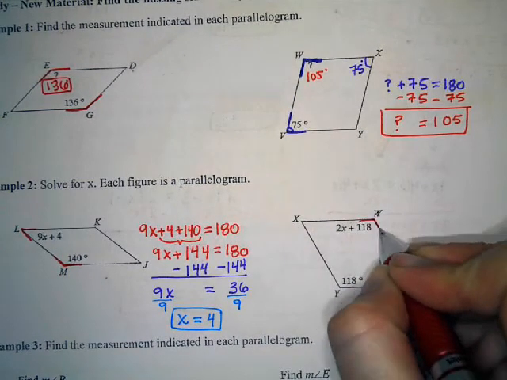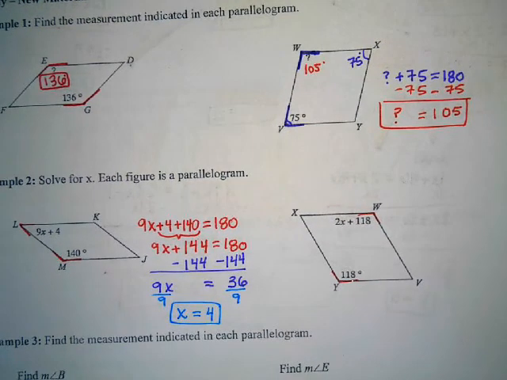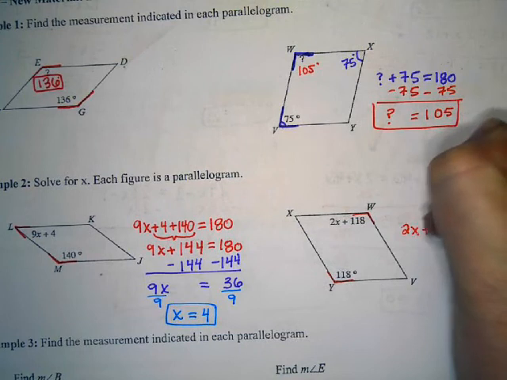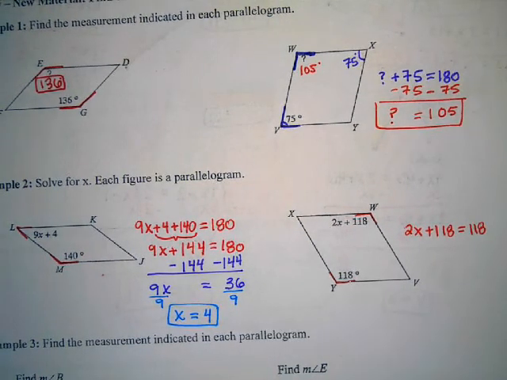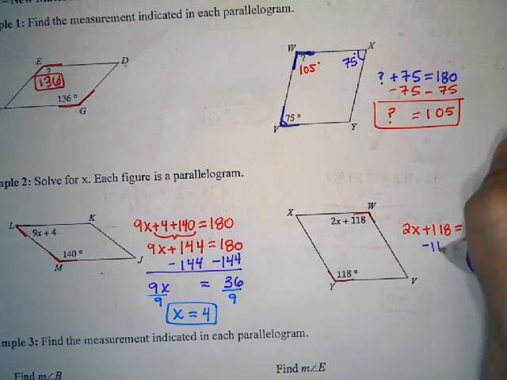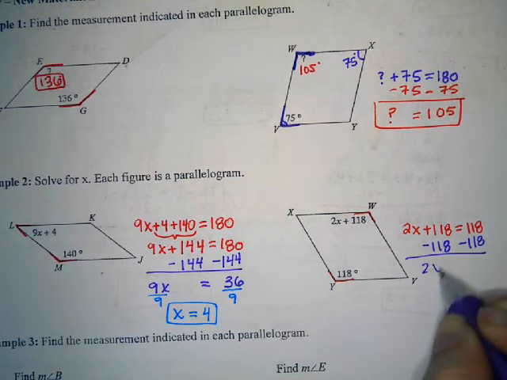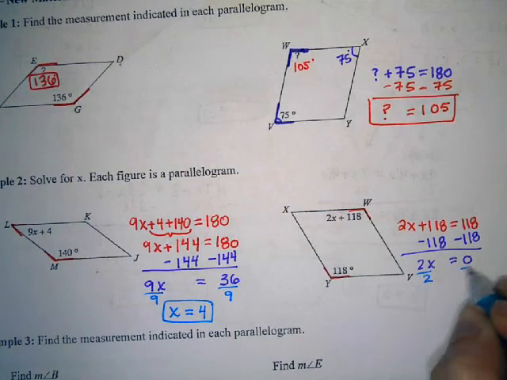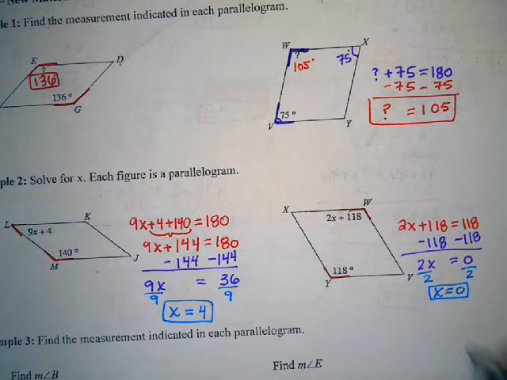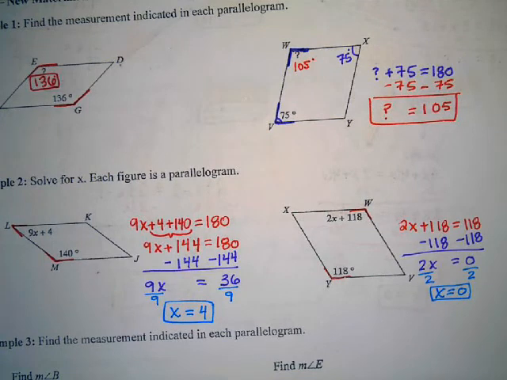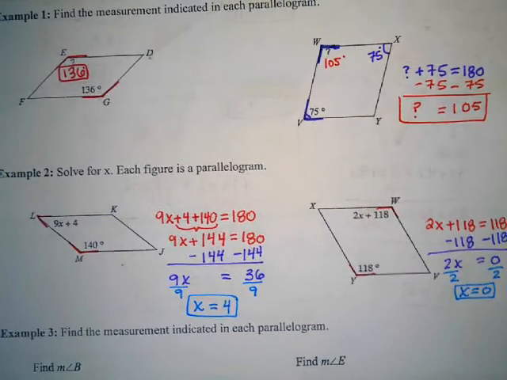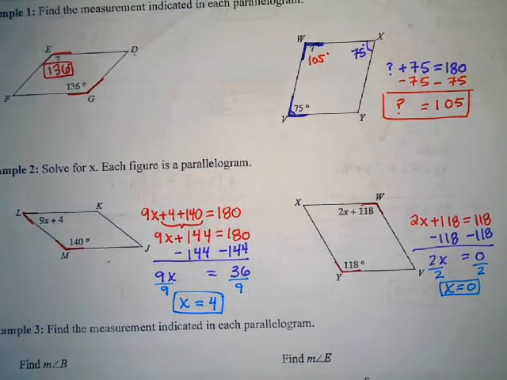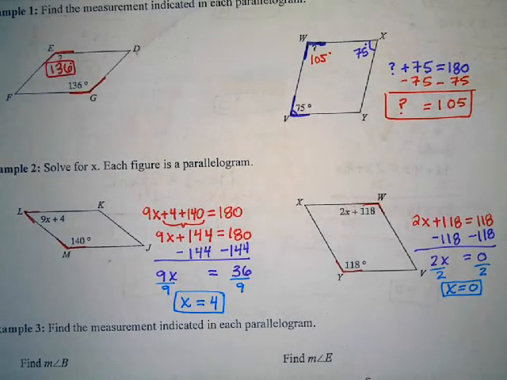Example 2. I'm given angle W and angle Y. Are they equal to each other? Yes. Same size. Equal. All my terms are combined, so I'm going to start moving. The minus is 118. Then I divide. 0 divided by 2 is still 0. Any questions on example 2?